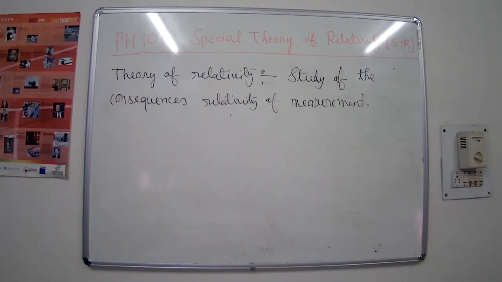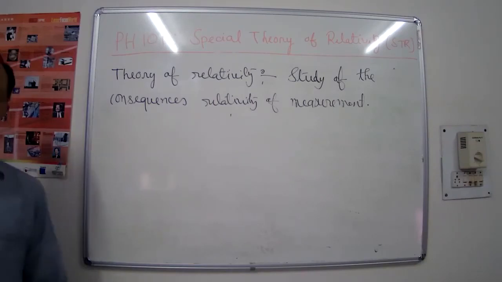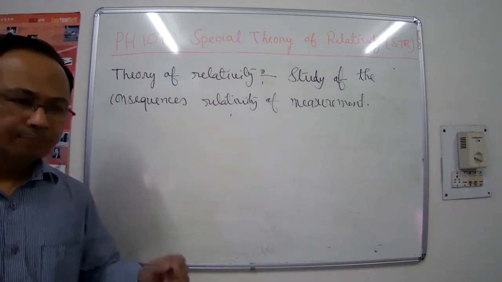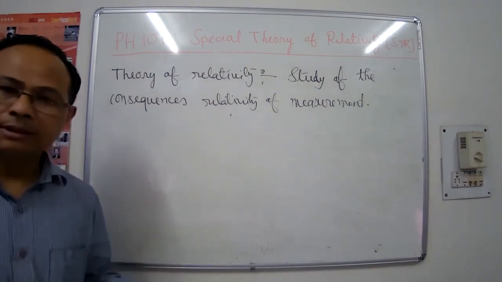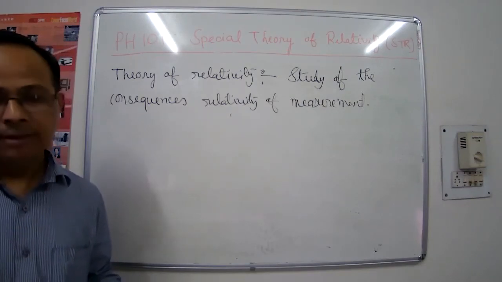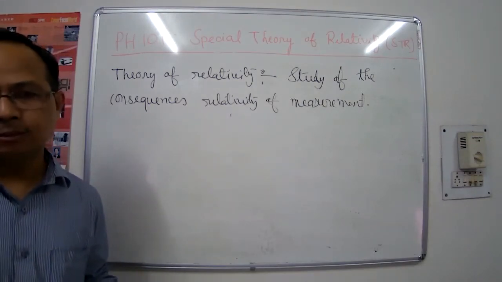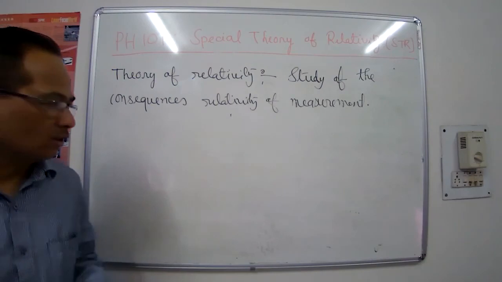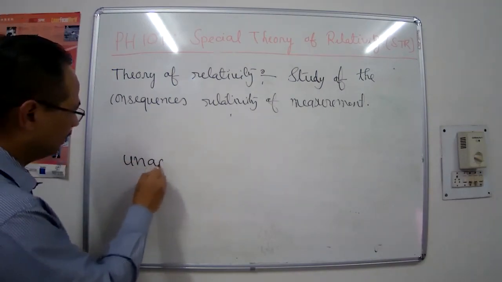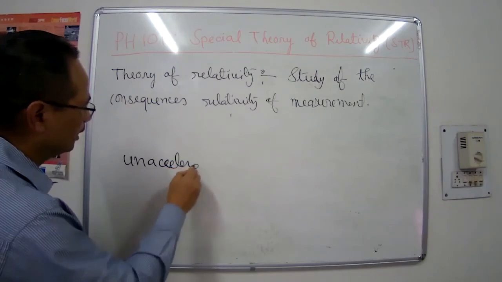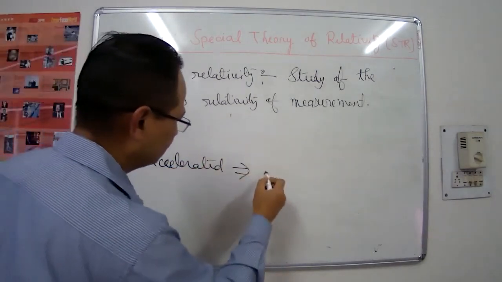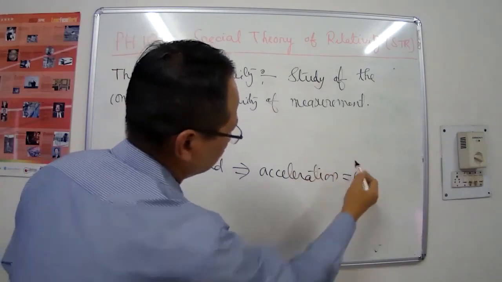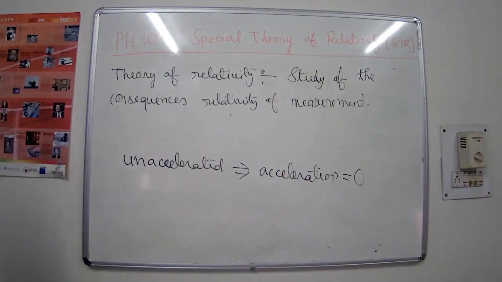Explain the example of unaccelerated frame of reference. Unaccelerated frame of reference, I am talking about a frame of reference which is moving at a constant speed. So if you consider that Earth is a stationary frame, then the example I gave, a train moving at a constant speed, will be an unaccelerated frame. I'm just using the terminology. Unaccelerated is nothing but acceleration equal to 0. So this is the only point I am saying.